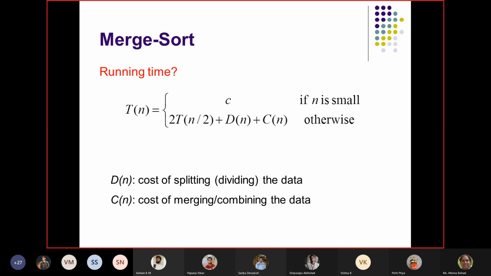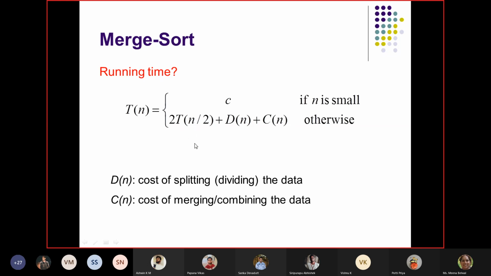So this is how I can write the running time of merge sort. We say that T(n) is equal to C, some constant C, if n is small. Otherwise, T(n) is equal to 2T(n/2) plus D(n) plus C(n). How do we get this D(n) and C(n)? D(n) is the cost of splitting the data, and C(n) is the cost of merging or combining the data. Why do we say 2T(n/2)?